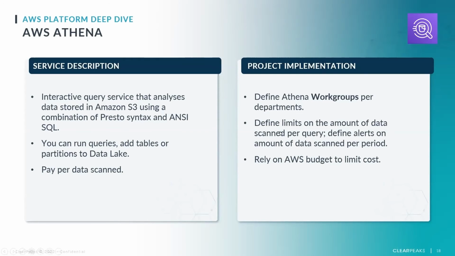For that, Athena defines work groups that you later assign to IAM principals. Thanks to these work groups, you can define the amount of data scanned per period, and you can also limit the amount of data scanned per query. We implemented these limitations, but we still had to rely on Amazon Budgets to have better control of the cost, because the out-of-the-box limitations were not enough in our case.